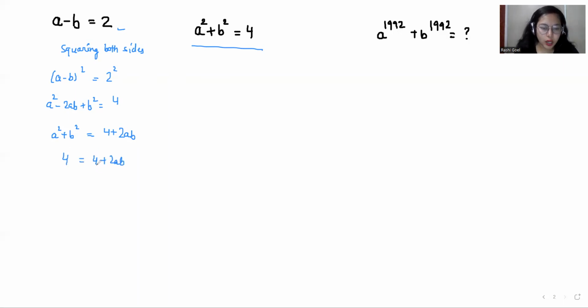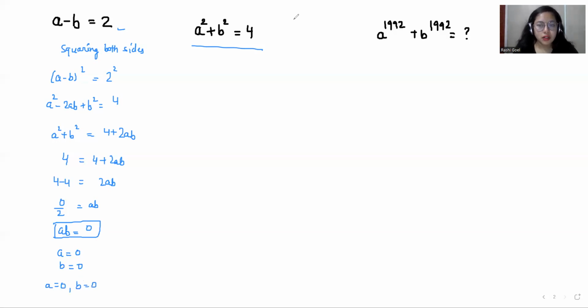From here, I can calculate the value of ab. So 4 minus 4 equals 2ab. So 0 over 2 equals ab. So the value of ab is 0. From this, we can say that either a equals 0, b equals 0, or maybe both are equal to 0. But that is not valid, because if both the terms are 0, we cannot say that a minus b is 2 or a square plus b square is 4. So one thing can be possible: either a can be 0 or b can be 0.